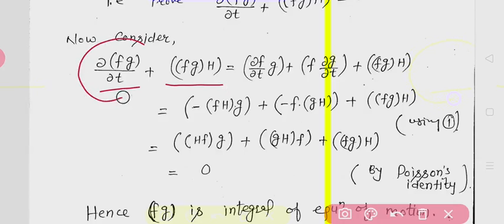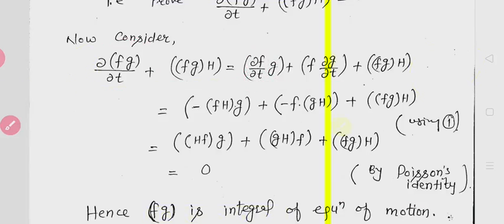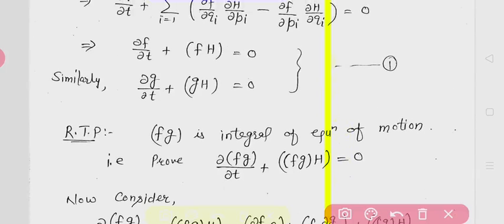Now use the property of the Poisson bracket. How do we take the partial derivative of the Poisson bracket of f, g? That will be the Poisson bracket of the partial of f with respect to t with g, plus the Poisson bracket of f with the partial of g with respect to t, and the remaining term will be as it is. Now we use the values of the partial of f with respect to t from above: the partial of f with respect to t plus the Poisson bracket f, h equals 0, and the partial of g with respect to t plus the Poisson bracket g, h equals 0. That means its value will be minus the Poisson bracket of f, h, and this value will be minus the Poisson bracket g, h. So I place these values over here.